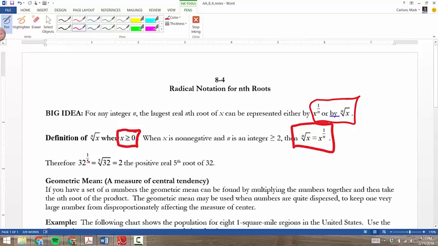In other words, 32 to the 1/5 and the fifth root of 32 are the identical value, and they're both equal to 2. Now we know that there are other fifth roots of 32. In fact, we'll find out a little later in this course that there are exactly 5 of them if we account for things in some different ways. But when we're talking about the way we're representing it, with 32 being a positive number, both of these represent the same thing, and that is the positive real fifth root of 32, which is 2.